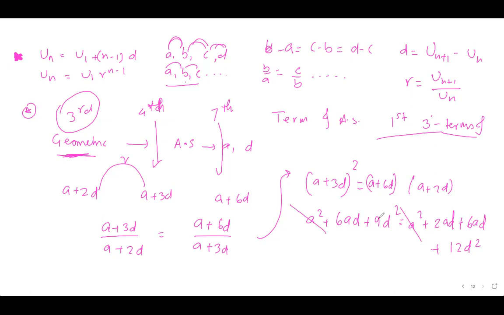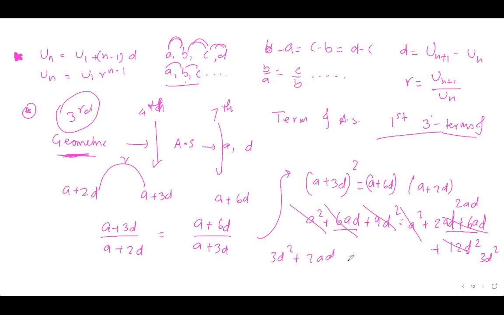After this, you have 8ad here and 6ad on the other side. If I strike out, you're left with 2ad here. You have 9d square here and 12d square there. If I cancel out, there will be 3d square left. So you get 3d square plus 2ad, and this side is 0.